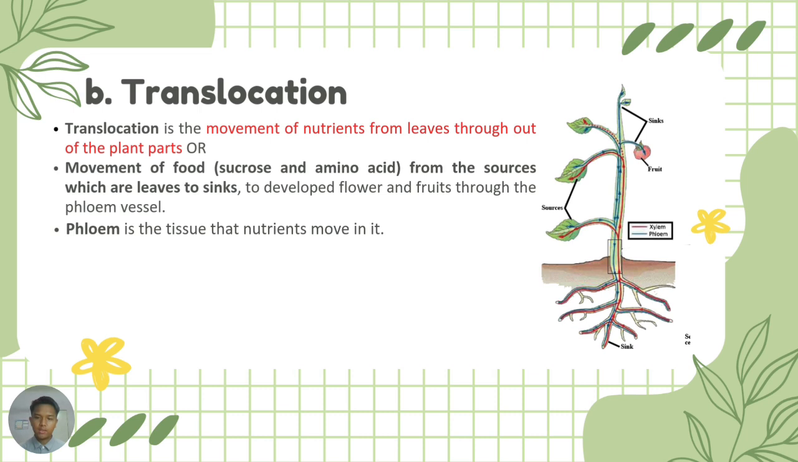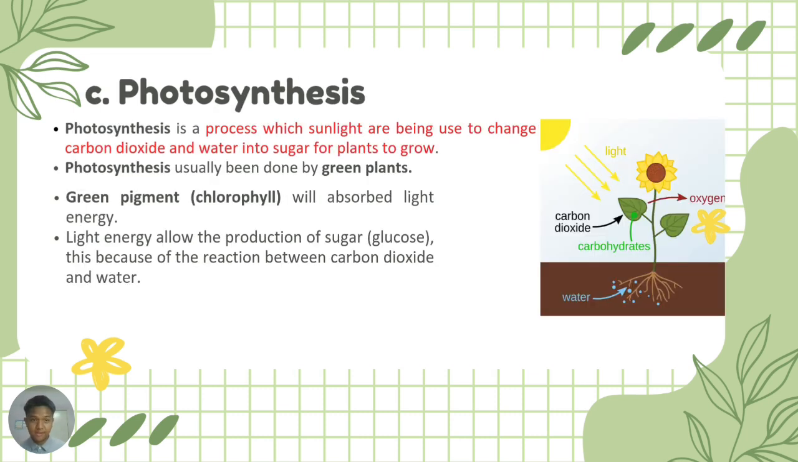The next one is photosynthesis. I think you guys already know about photosynthesis, but I will explain it a little bit more. Photosynthesis is the process in which sunlight is used to change carbon dioxide and water into sugar for plants to grow. Photosynthesis is usually done by green plants. The green pigment, chlorophyll, absorbs the light energy, and then the light energy allows the production of sugar, which is glucose, because of the reaction between carbon dioxide and water.